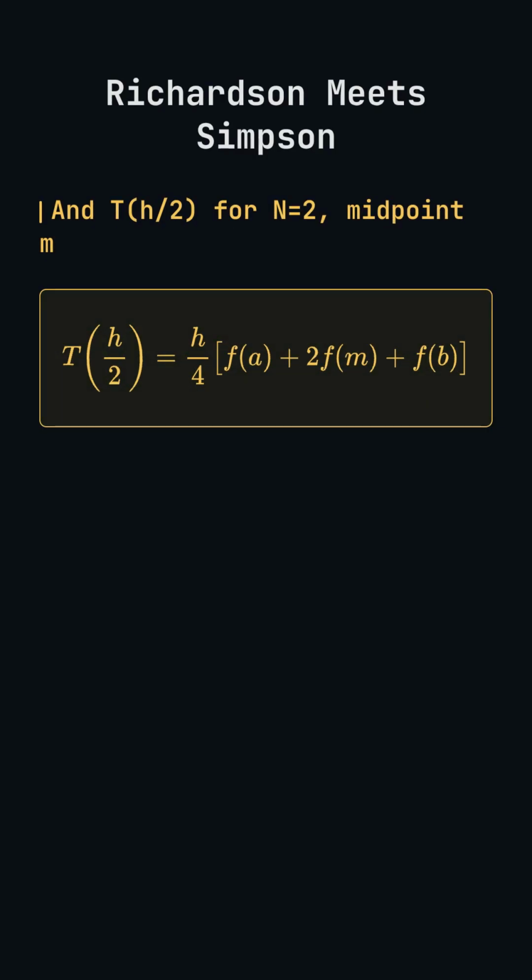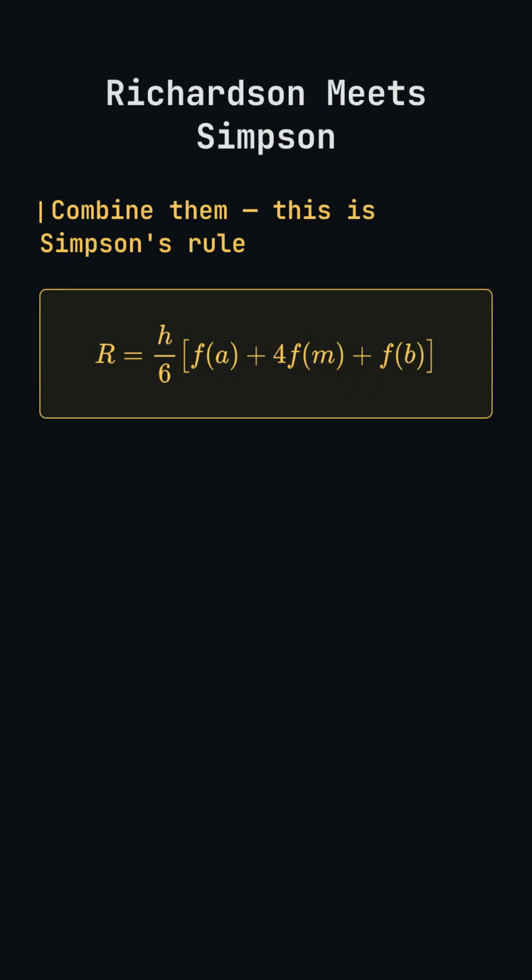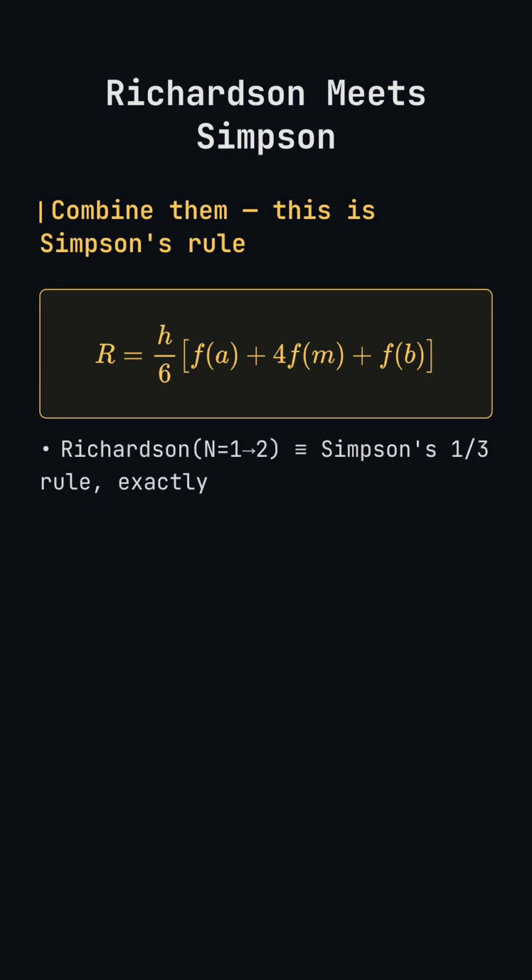Now specialize to the smallest possible case, one segment for T of h, and two segments for T of h over 2 with m as the midpoint of a and b. Substitute both formulas into the Richardson combination and simplify. The algebra collapses to exactly the Simpson's 1/3 rule formula from the Newton-Cotes video. Same weights, 1, 4, 1, same h over 3.